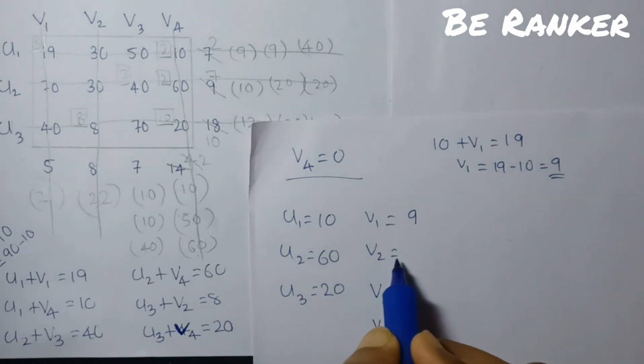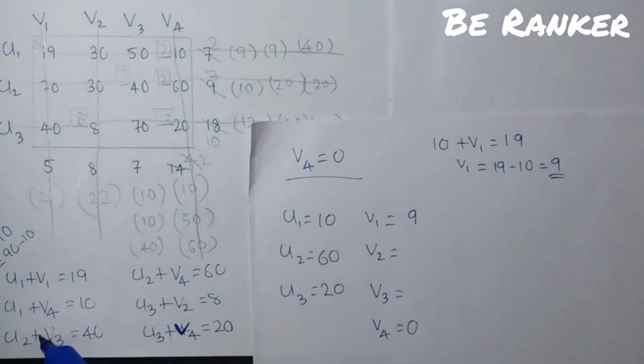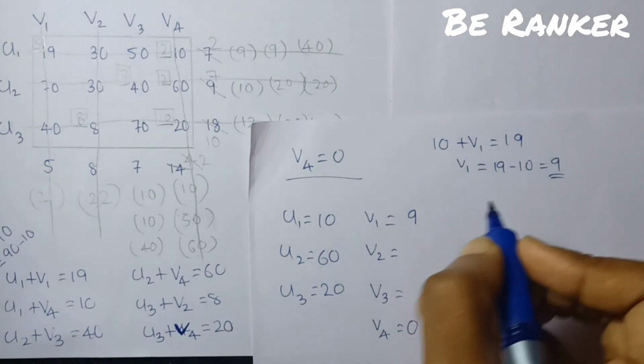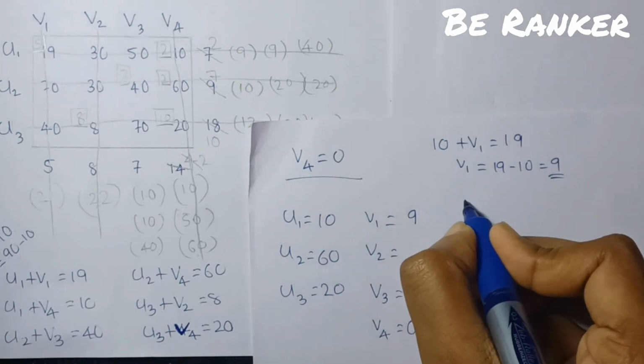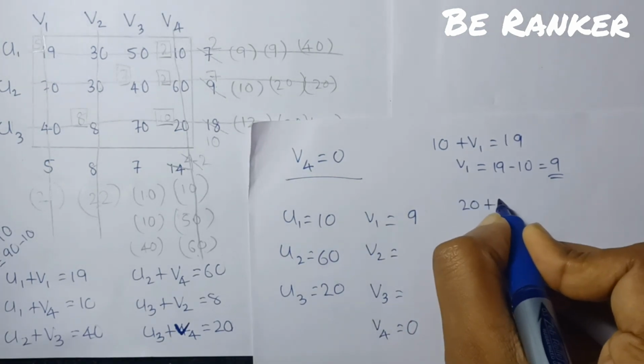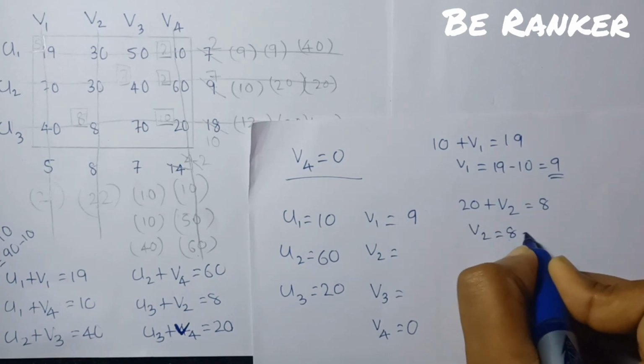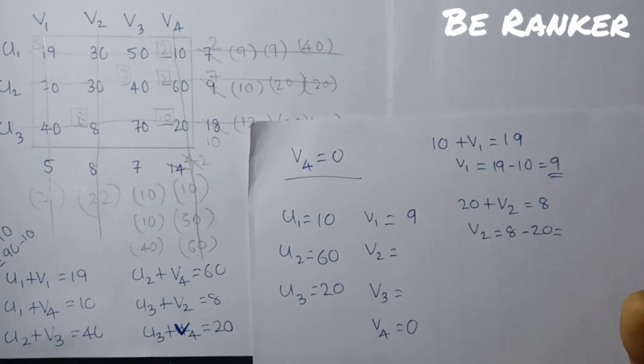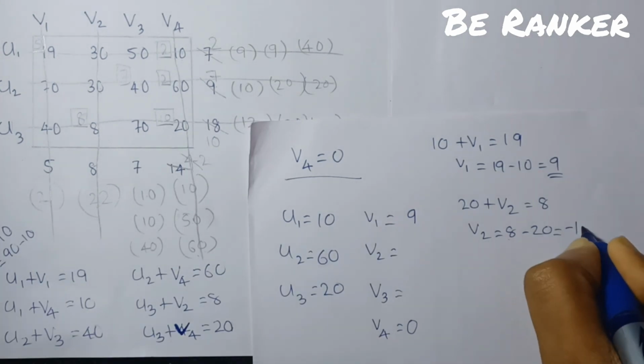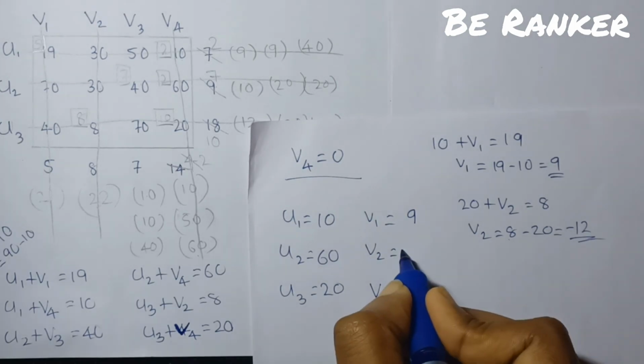Next, we want to find V2. For that, I select an equation with V2, that means this: U3 plus V2 is equal to 8. U3, we know, is equal to 20. So 20 plus V2 is equal to 8. That means V2 is equal to 8 minus 20, which is minus 12. Okay, V2 is equal to minus 12.